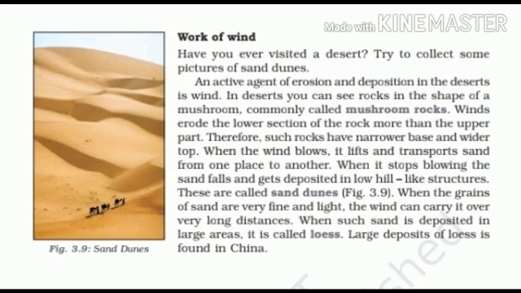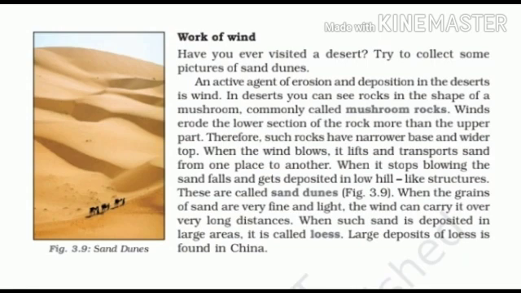Another topic we are going to study is work of wind. An active agent of erosion and deposition in the desert is wind. In the desert, you can see rocks in the shape of a mushroom, commonly called mushroom rocks. Winds erode the lower section of the rock more than the upper part. Therefore, such rocks have a narrower base and wider top. When the wind blows, it lifts and transports sand from one place to another. When it stops blowing, the sand falls and gets deposited in low hill-like structures. These are called sand dunes.